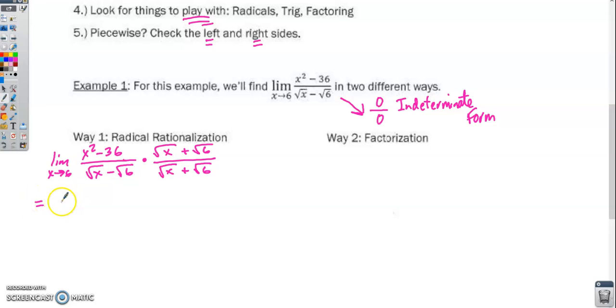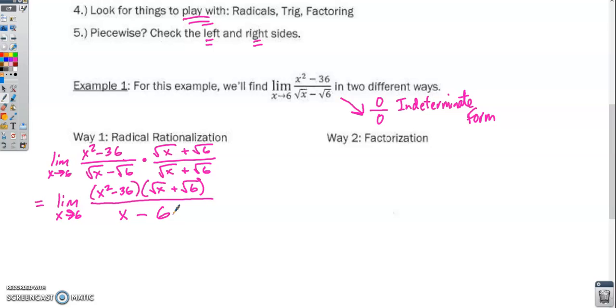And when we do that, that gives us the limit as x goes to 6 of the quantity x squared minus 36 times the quantity square root of x plus square root of 6, all over, and in the denominator, we would FOIL this out, but the two middle terms, the plus square root of 6 times square root of x and the minus square root of 6 times square root of x, would cancel each other out. That's the utility of using the conjugate there. And we would just end up with the expression x minus 6 in our denominator.